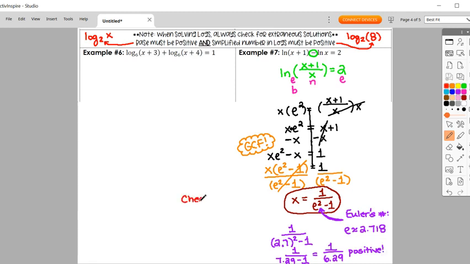So in my check, I'm going to use that simplified number I just got to plug in everywhere I have x. So instead of ln x plus 1, I'm going to have ln of 1 over 6.29 plus 1 here. Then I'll go ahead and subtract ln, again replacing that positive number inside, 1 over 6.29. And I'll set it equal to 2 because that's my original problem.